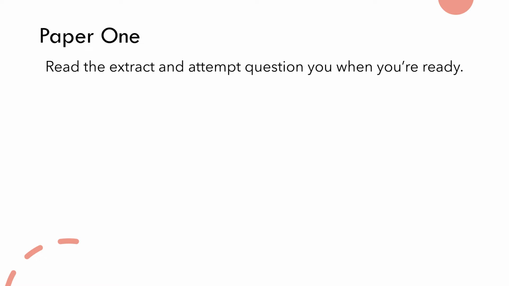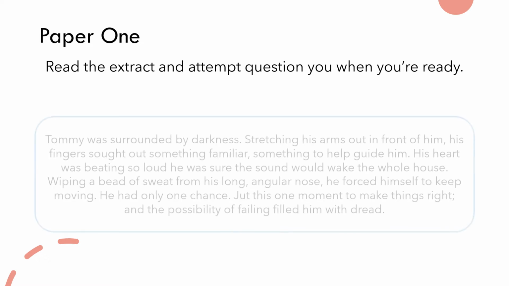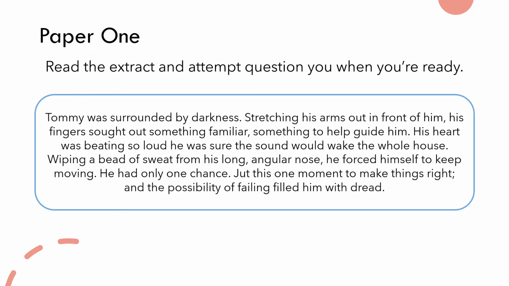Now we're going to take a look at question 1. Read the extract and attempt the question when you're ready. So, often in the exam, you're going to be asked to look at the first 5 to 6 lines, and then you'll be asked to identify some information either about the central character or the environment that is being described.